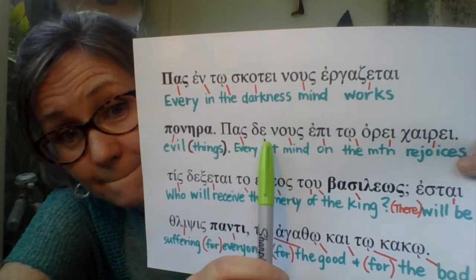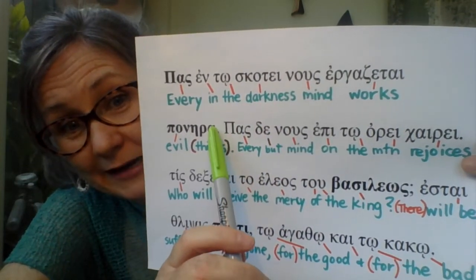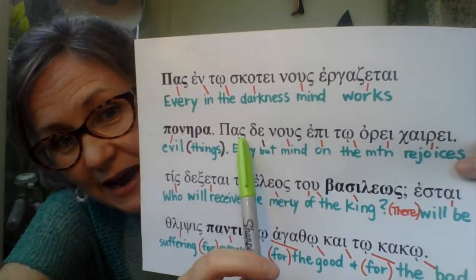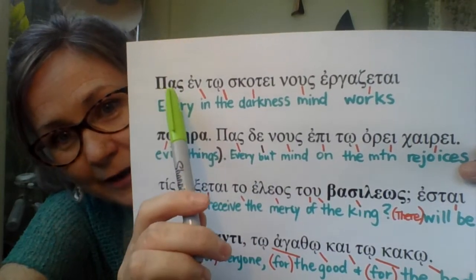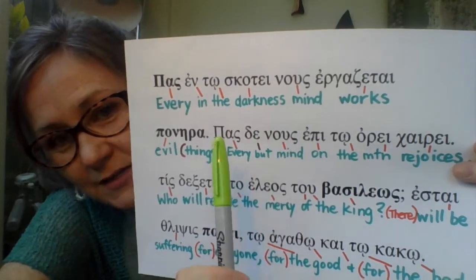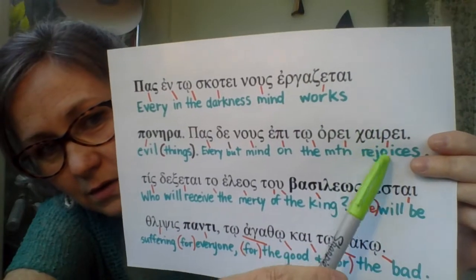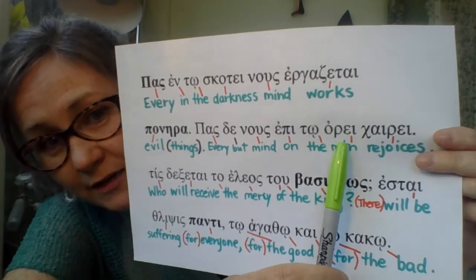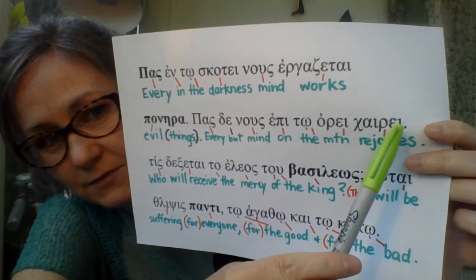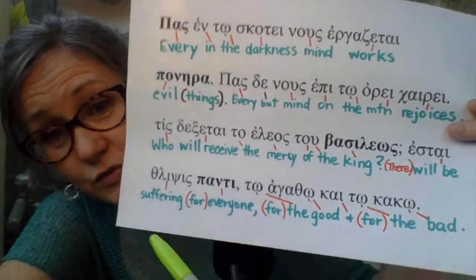So it's a post-positive word, which means it's afraid to start a sentence, so you can pop it to the beginning because it's meant to be translated at the beginning. But every mind, it's the same thing here. You look to see if there's a noun that matches pas, and there is, nous. So, but every mind on the mountain, epi to ore, chairei, rejoices. So every mind on the mountain rejoices.